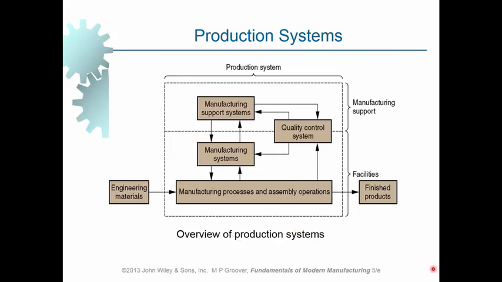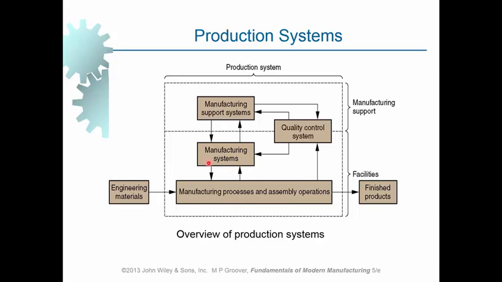Well, let's have a brief review of production systems. In this slide, we can see the overview of a production system. As we can see in this figure, engineering materials enter the system. They are subject to manufacturing and assembly operations, and eventually a finished product is produced. In doing so, in the manufacturing processes, we have to make use of manufacturing systems.